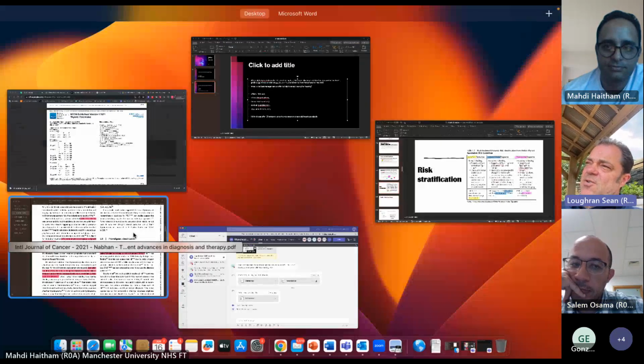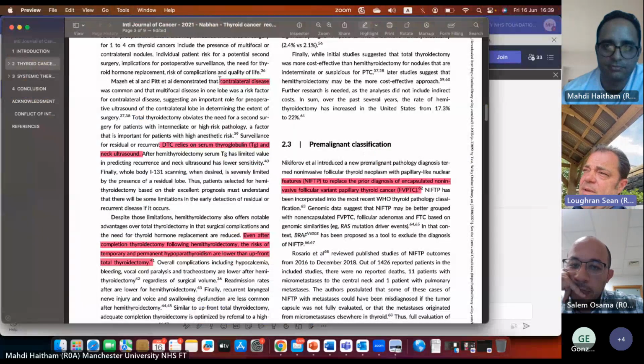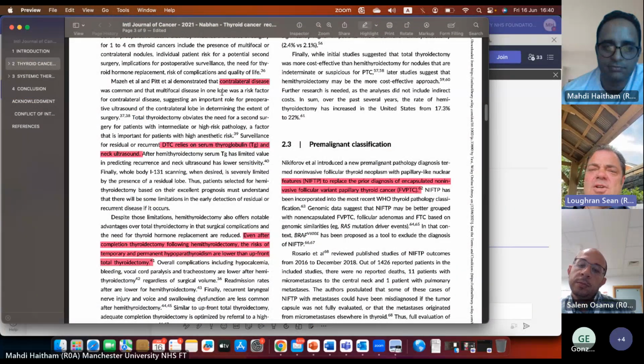So you might see gross extrathyroid extension, which you weren't expecting on the ultrasound scan. You may have a number of foci of vascular invasion, which will obviously make you anxious or concerned about potentially disseminated metastatic disease. Anything else that might be picked up on the pathology?